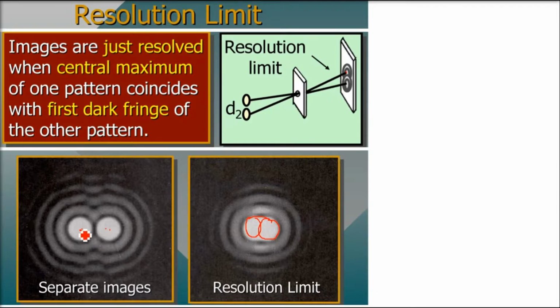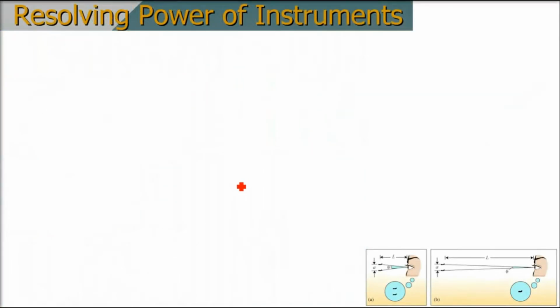Let us take the central maxima, that is the middle one, the highest peak. So what about the second one? The first dark fringe of the second one should coincide with the central maximum of the first one, then only will you be able to resolve. This is the dark fringe of the second one, and you see this is coinciding with the central maximum of the first one. So that is how the resolution limit is achieved. Only if the central maximum of one coincides with the first dark fringe of the second one will you have separate images, otherwise not.